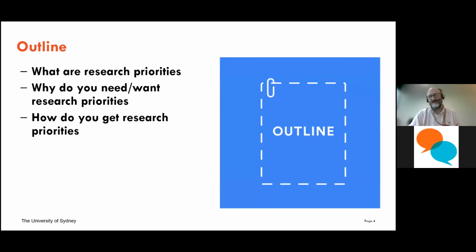One of the things I wanted to really talk to you about today was getting research priorities. Why would you want them? Why do you need them? What are the benefits of them? And how do you get them? That's really the essence of what we want to get to today.